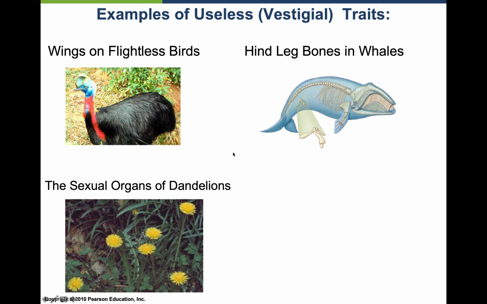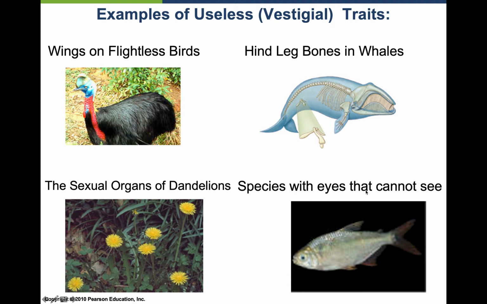And then the hind leg bones in whales. So whales have these hind leg bones. Sometimes the pelvis and even bits of the humerus can be left behind, but whales are clearly not using those anymore. And then species with eyes that cannot see. So this is a species of cavefish. It still has an eye there with eye tissue, but there's no genetics underneath to help it see or capture any light with the eye.